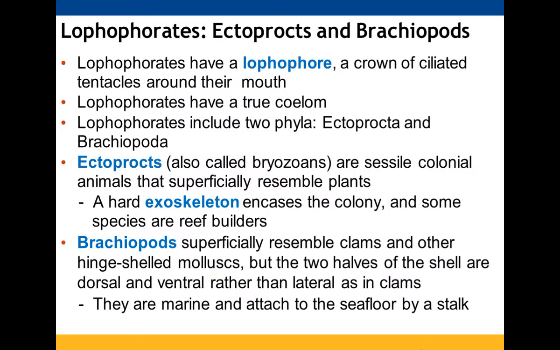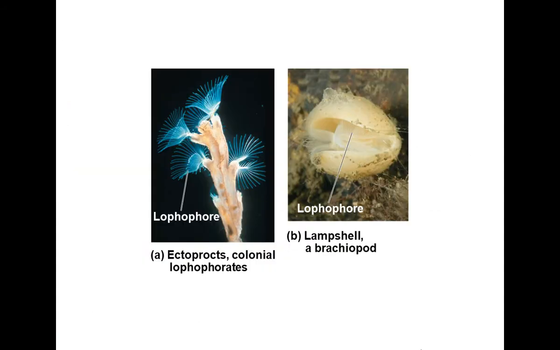We said the lophophorates have a lophophore, a crown of ciliated tentacles around their mouth, and they have a true coelom. There are two phyla, the ectoprocta and the brachiopoda. The ectoprocts are stationary colonial animals. They look a lot like plants. They have a hard exoskeleton, and they can take part in reef building. The brachiopods on the surface look like clams and mollusks, but their organization is not the same. They are found in marine environments, and they attach to the seafloor with a stalk. So there are examples of brachiopods and ectoprocts.